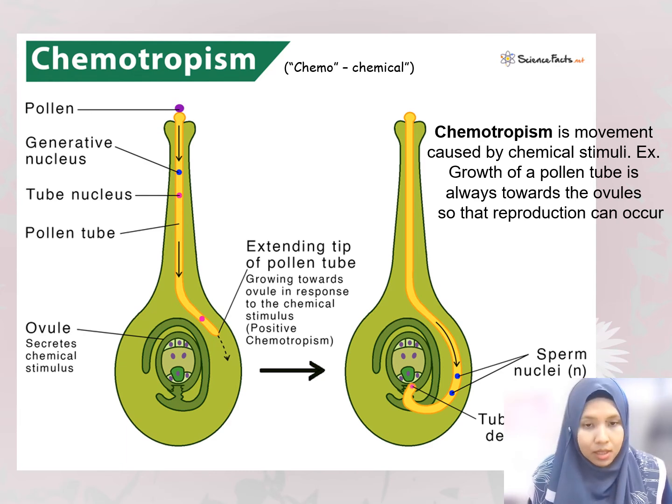The good thing is that when they extend the pollen tube, it will reach the ovule. So the sperm can go down through the pollen tube and then go inside the ovule, and then fertilization can happen.